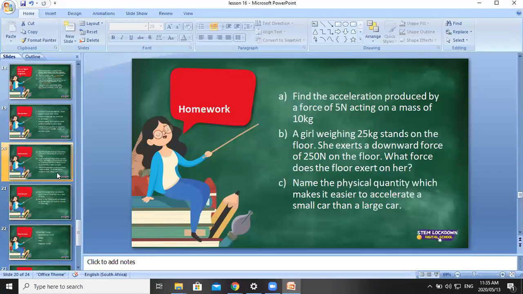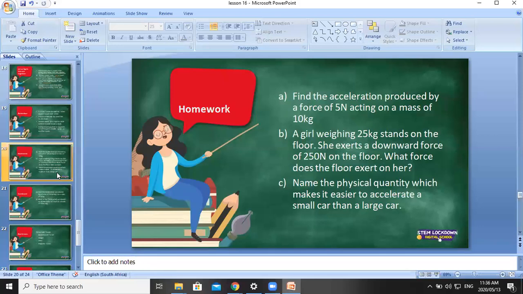Find the acceleration produced by a force of 5 newtons acting on a mass of 10 kg, I'm sorry. A girl weighing 25 kg stands on the floor. She exerts a downward force of 250 newtons on the floor. What force does the floor exert on her? You need to find out the force there. Name the physical quantity which makes it easier to accelerate a small car than a large car.